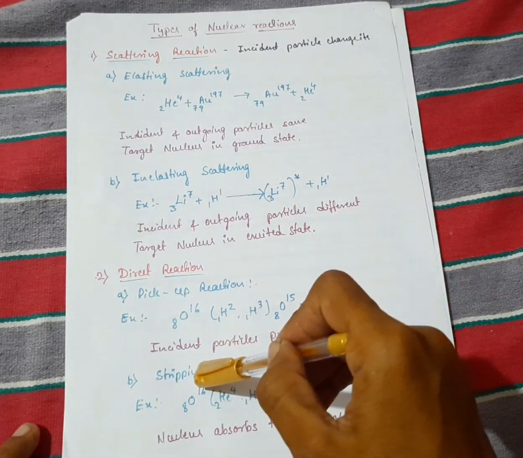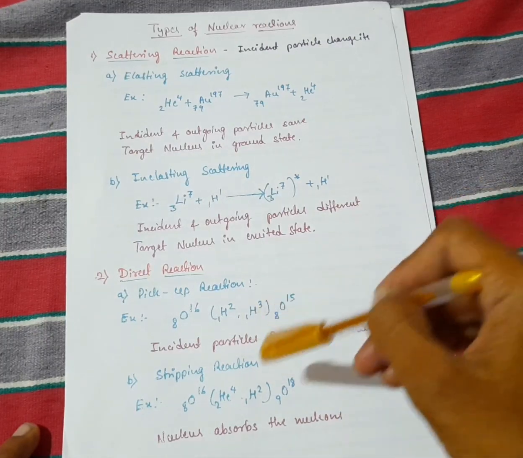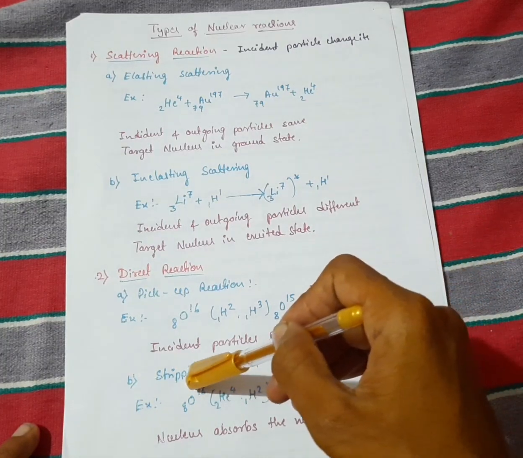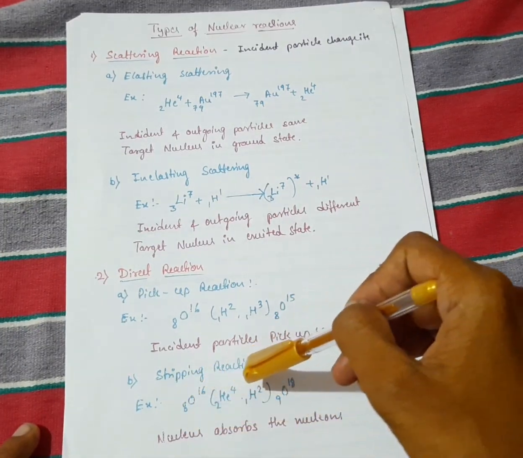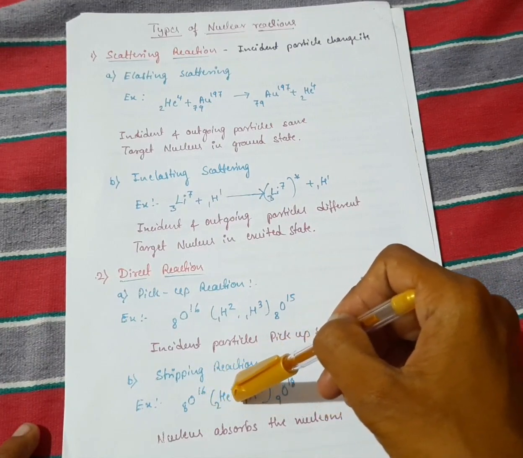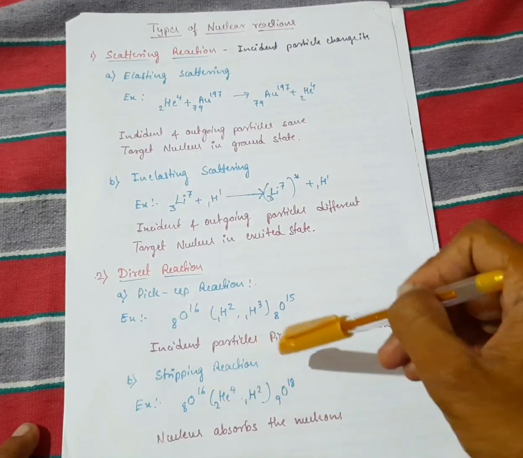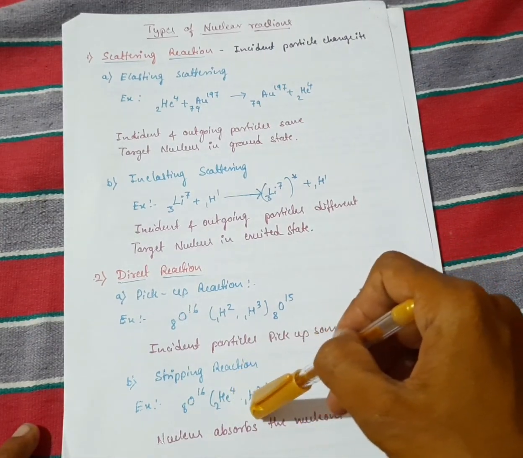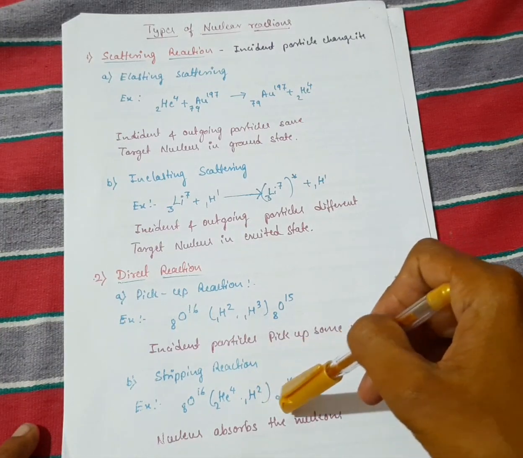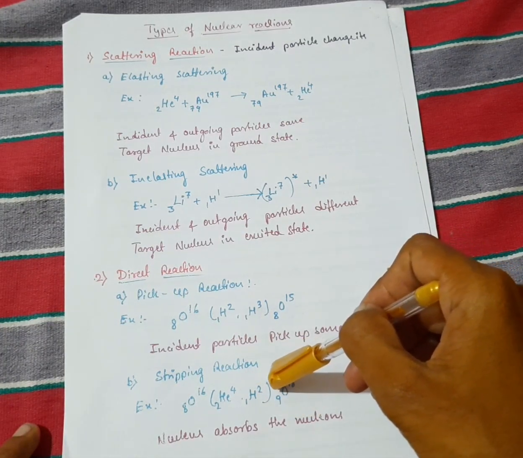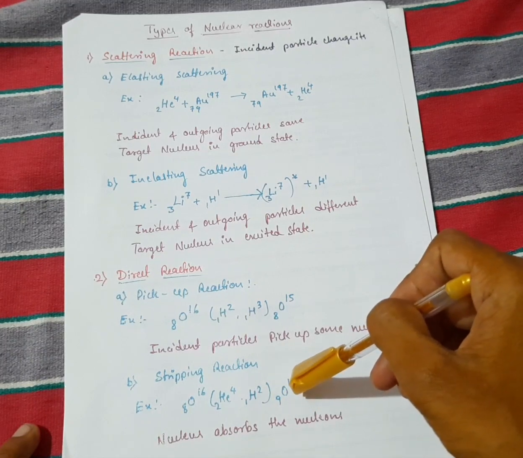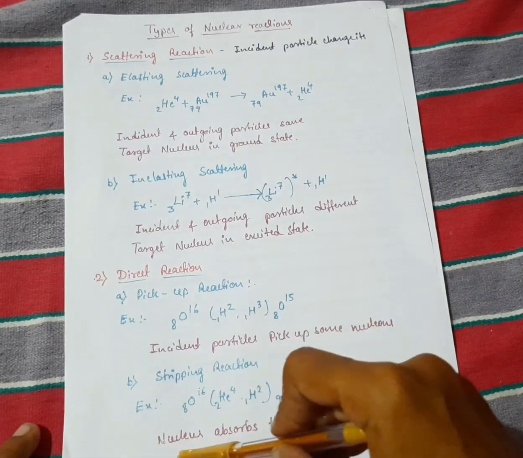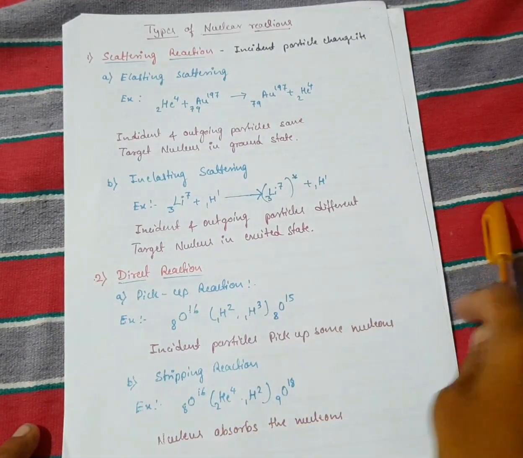The second kind is the stripping reaction. In this reaction, the nucleus of the target material absorbs nucleons from the incident particle. The outgoing particle is a different one, and for the target, we can see there is a change in the mass number and atomic number of the target nucleus. So here in this case, the nucleus absorbs the nucleons.